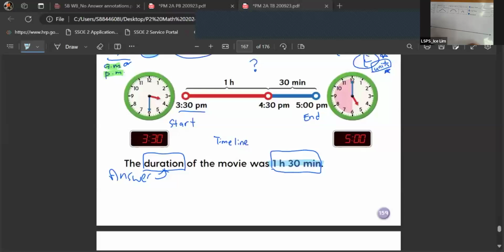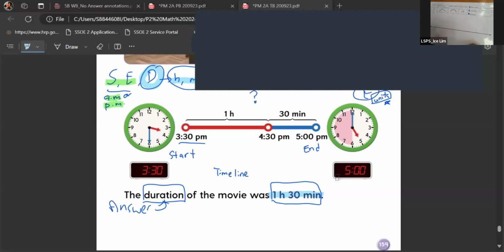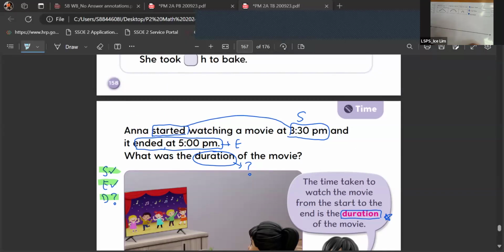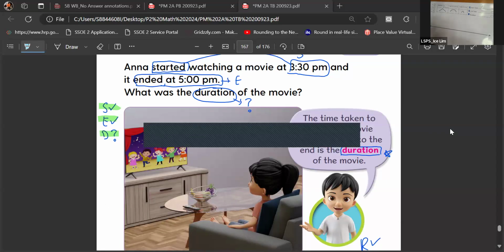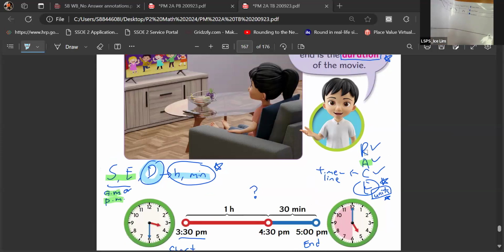Now, first, let's take a look at the page that we talked about yesterday about the movie, page 159. Then we will try to draw the timeline accordingly. So let me type this first. Yesterday we were talking about this story of Anna watching a movie, and we already wrote down the annotations, including the RACE steps here. So let's repeat the story. We can read it once more here.